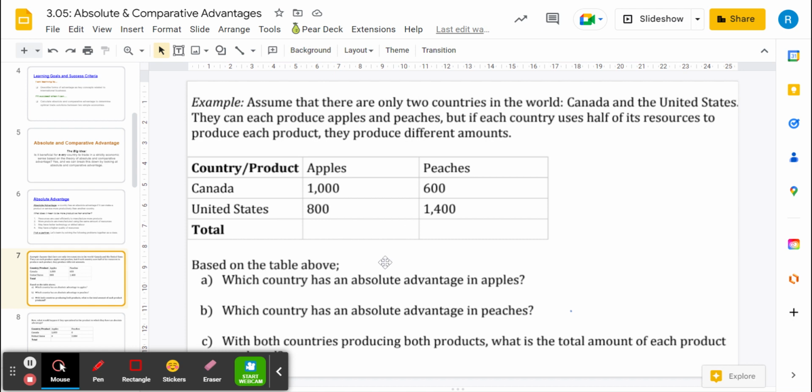So which country has an absolute advantage in apples? Let's get to the questions here. So in apples, that would be Canada.